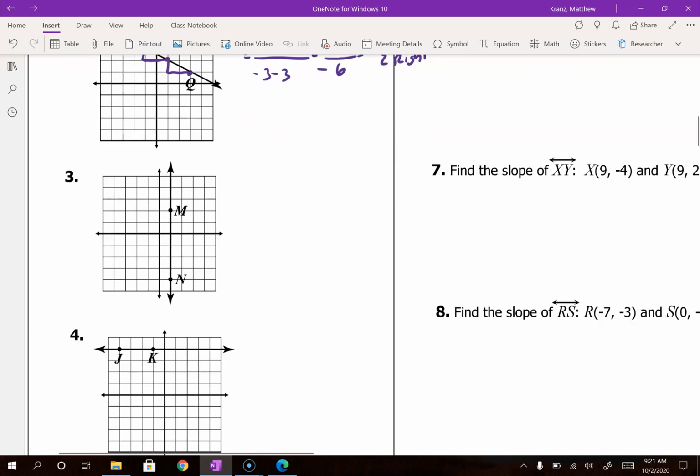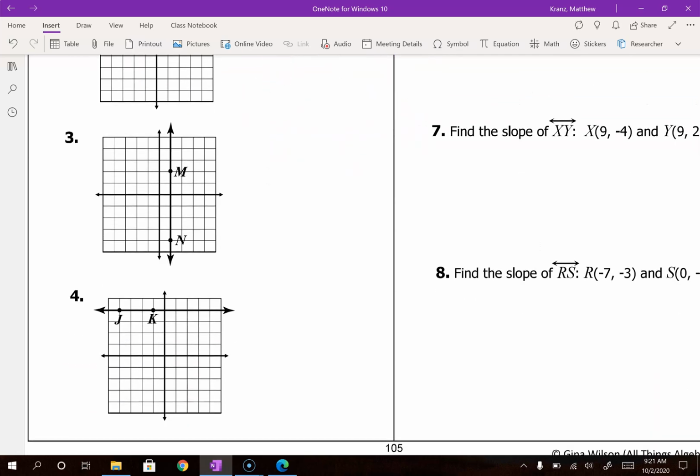So like I said, this should just be a review. Let's look at number 3. This is 1, 2, and this is 1, negative 4. So let's take our y's and subtract them. So m equals 2 minus a negative 4. It's always a minus, doesn't matter what the second one is. And then you have 1 minus 1. So this is 6 over 0.